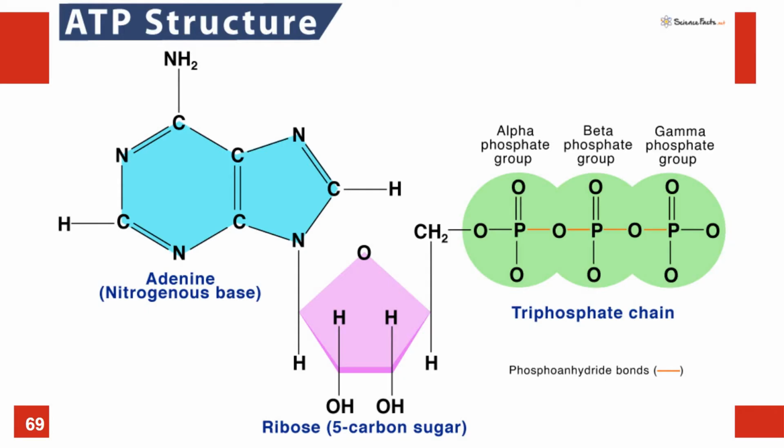Would you say that the structure is just adenine, triphosphate, and then ribose? No, that's good. You've got a nitrogenous base, adenine, you've got a sugar, ribose, and you've got three phosphates.